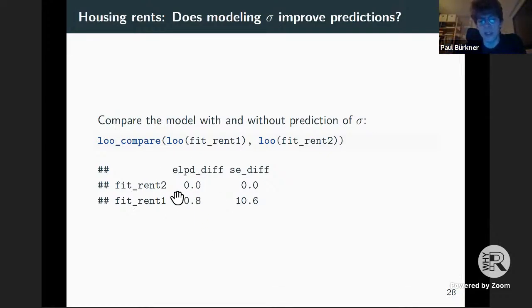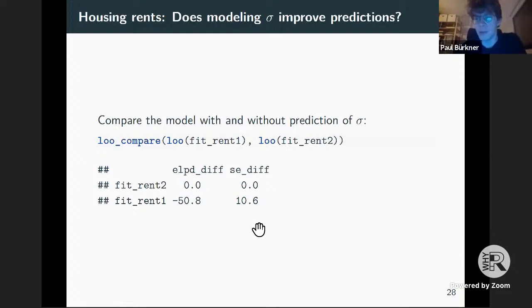And here, when we see in this kind of plot that the fit rent 1, that is the one without actually predicting sigma, is around minus 51 ELPD values smaller, whatever those ELPD values are for now, with a standard error of that ELPD difference of 10.6. So if we want to do a rough approximation, the difference is about 5 standard errors away from 0, which is usually quite substantial. At least that's a short explanation.